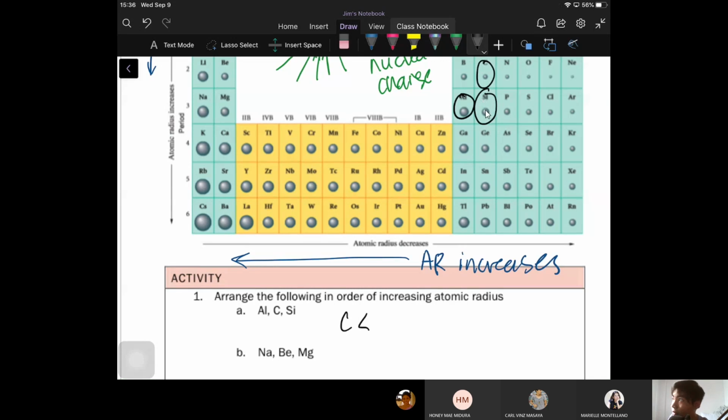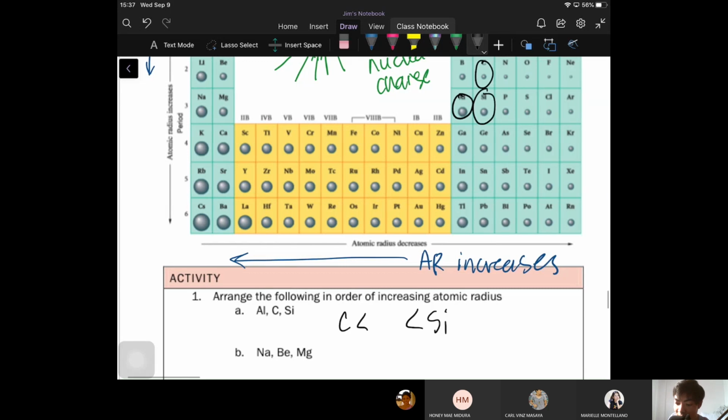Who is next in size? Now we are comparing the elements in the same period, so the basis is left to right. The element on the rightmost side is smaller. The element on the leftmost side is bigger. Looking at this, aluminum is on the left and silicon is on the right, so aluminum is bigger than silicon. Hence carbon is the smallest, then silicon is the next smallest, and aluminum is the biggest.